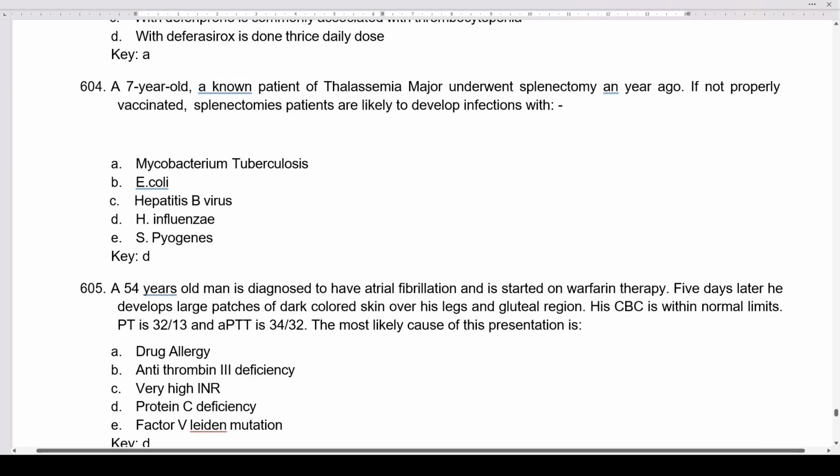Next is a 7-year-old, a known patient of thalassemia major, who underwent splenectomy a year ago. If not properly vaccinated, these patients are likely to develop infections with encapsulated bacteria. So here it is H. influenzae.